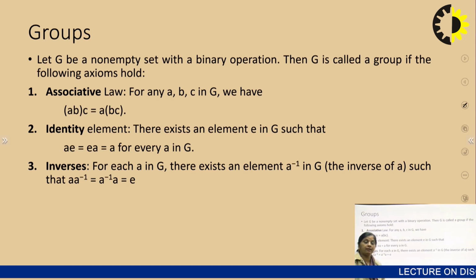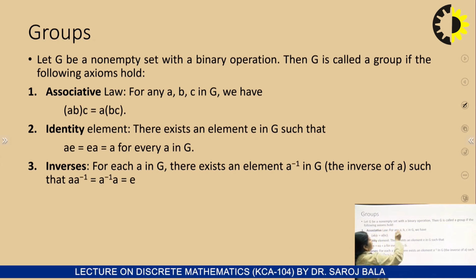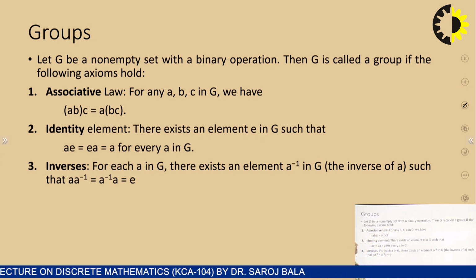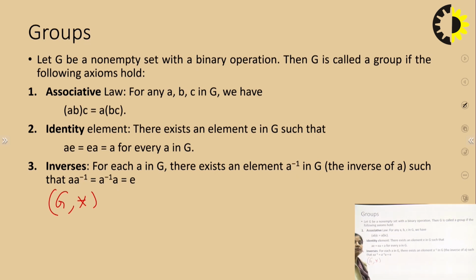Now the final thing, that is group. What is a group? Here we denote groups in general with the set G. So let G be a non-empty set with binary operation star. Then G is called a group if the following axioms hold. First is the associative law. For any a, b, c in G, we have (a star b) star c is equal to a star (b star c).